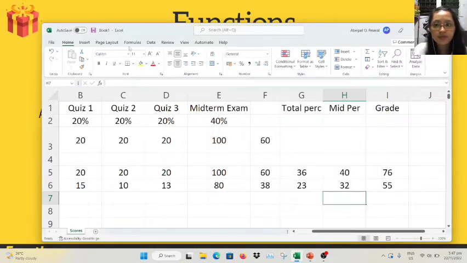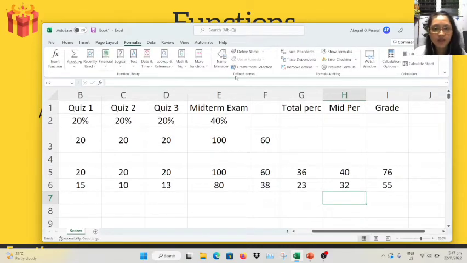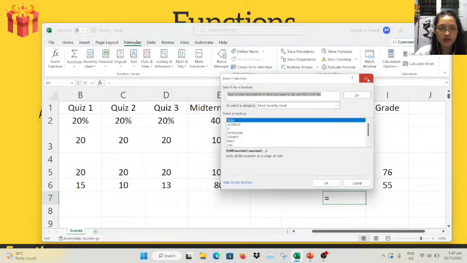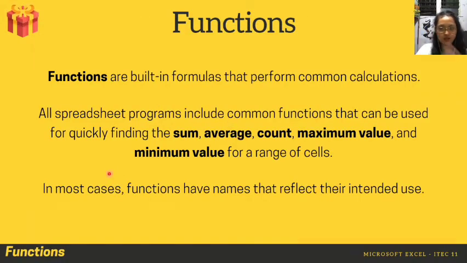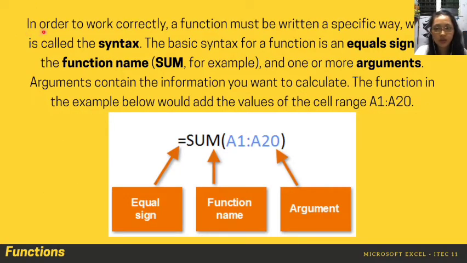So we have here formula, and we have here functions. Let's go back to our slide. So in most cases, functions have names that reflect their intended use. Like for example, the sum. So it gets the sum of the numbers. And for the average, it gets the average of the data. So in order to work correctly, a function must be written in a specific way, which is called the syntax. So we have this syntax for our function.